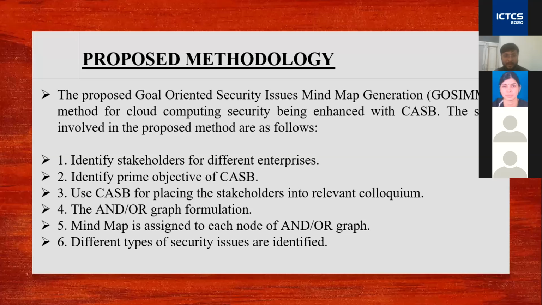First, we have to identify stakeholders for different enterprises, identify the prime objective of CASB, and use CASB for placing the stakeholders into relevant colloquium. After that, we have to use AND OR graph formulation. With the AND OR graph formulation, we use the mind map to assign the AND OR graph. Different types of security issues are identified by using the AND OR graph. This is our proposed methodology diagram.